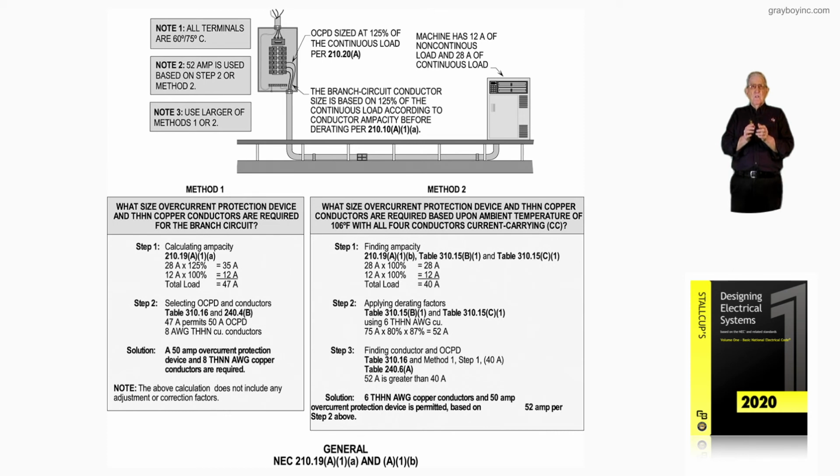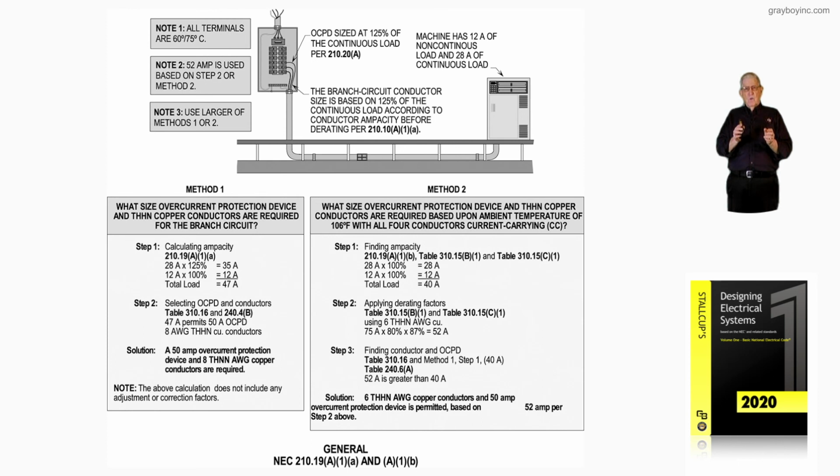And that's what this figure 14-17 is illustrating. But don't forget your notes. Note 1, all terminals are 60/75. Now, what does that mean to you? We can either use cable at 60-degree terminals, or we can run conduit with wiring at 75 degrees C, or use even service entrance cable that's 75 degrees C rated. But all cables are 60 degrees C unless otherwise noted.